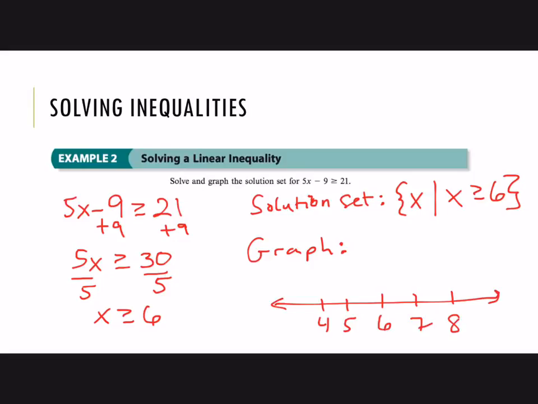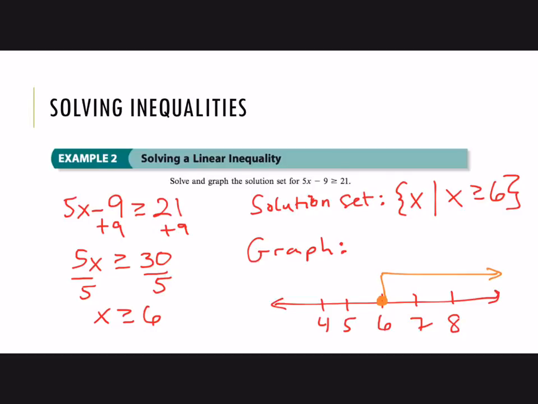And then x is greater than or equal to 6, so it could actually equal 6, so a closed circle on 6, and then greater than 6 would be everything to the right. All right. I do want to talk about checking these.